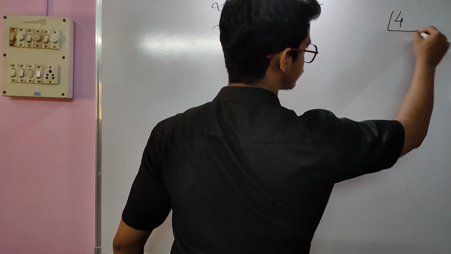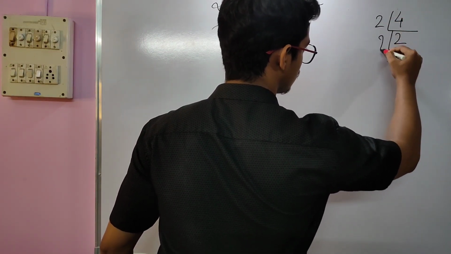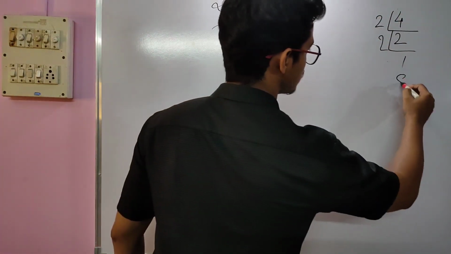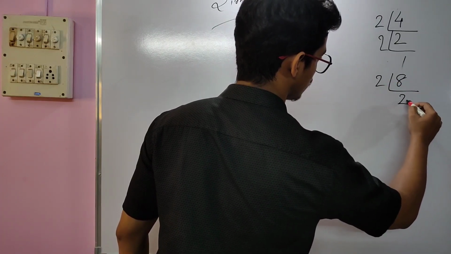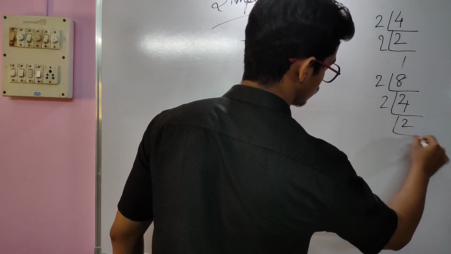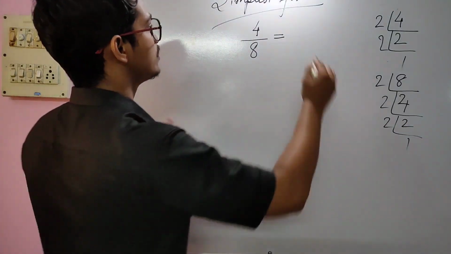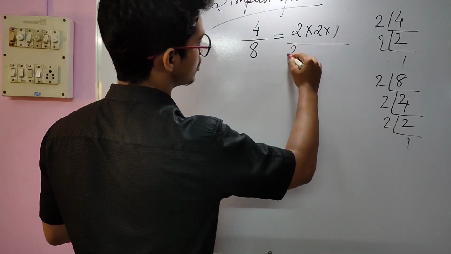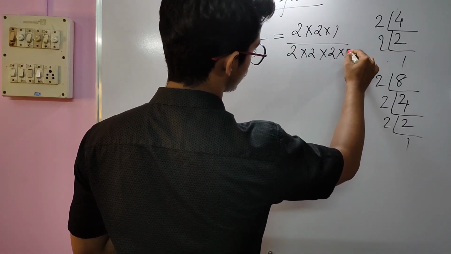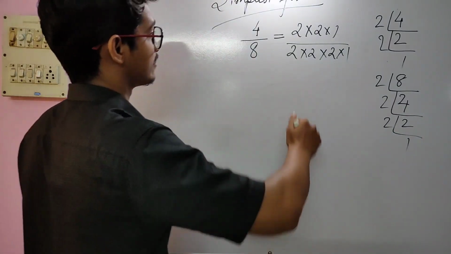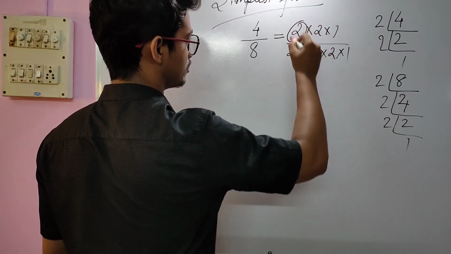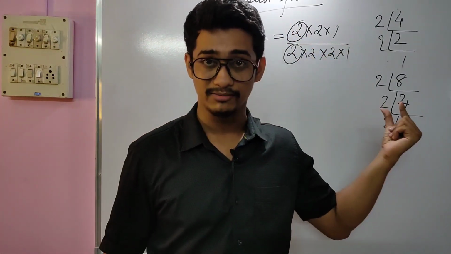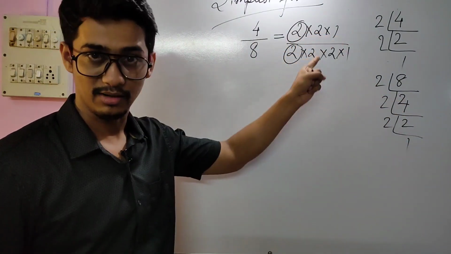Let's say 4, 2 and 2, 2 and 1. That is the prime factorization of 4. For 8, what we have to do? 2, 4, 2, 2, 2, 1. So we write 4 as 2 into 2 into 1, and 8 as 2 into 2 into 2 into 1. Now see, here 2 is there, here 2 is there, the denominator and numerator having the same number in multiplication form with the other numbers.